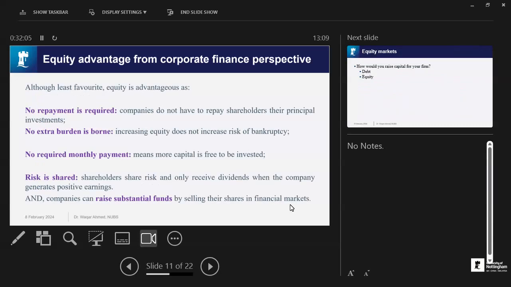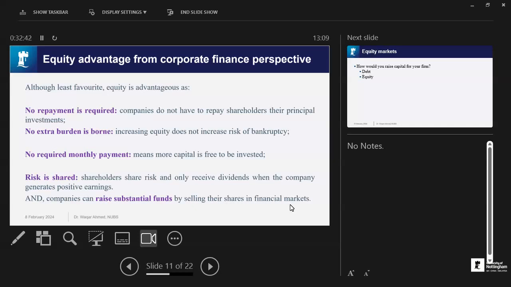Okay, good. So what are the advantages of equity from a corporate finance perspective? If I give you the option to choose between a debt investment or an equity investment, which one would you prefer? I asked this question in the last session as well. Most of you went with debt, so I assume that would apply today as well.